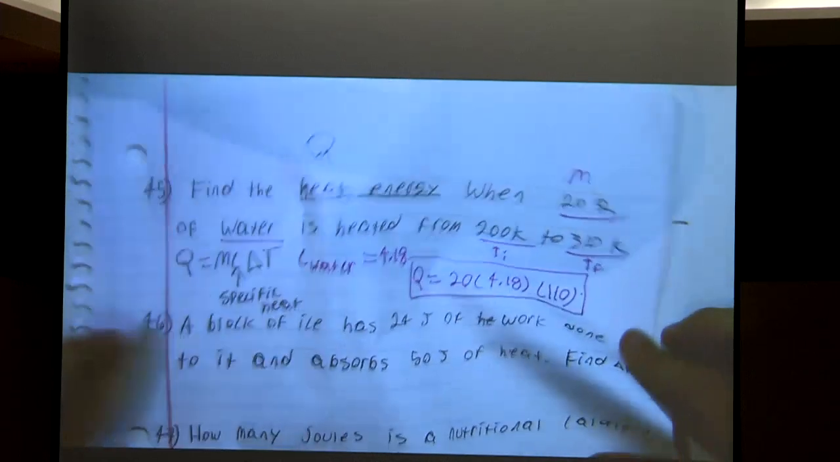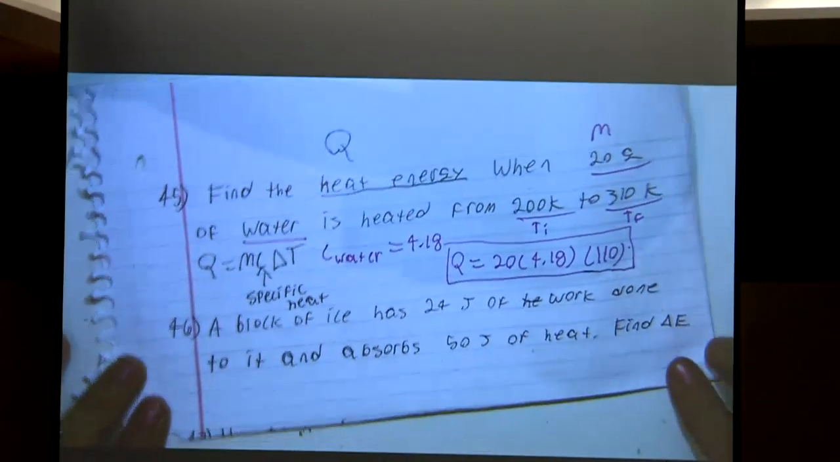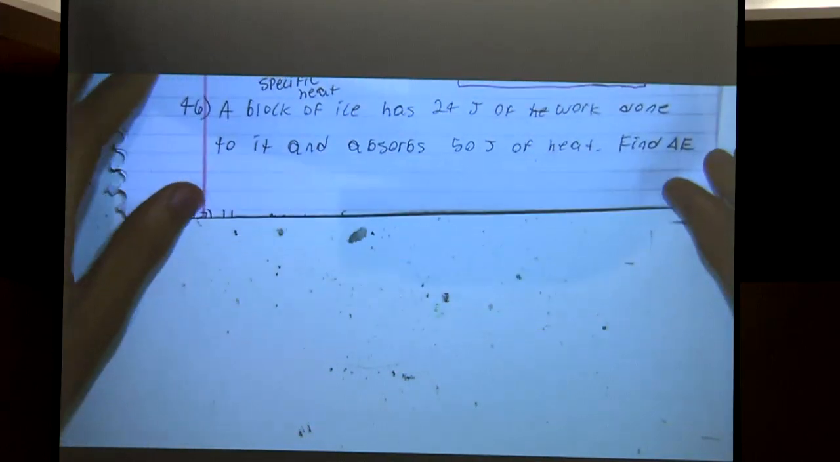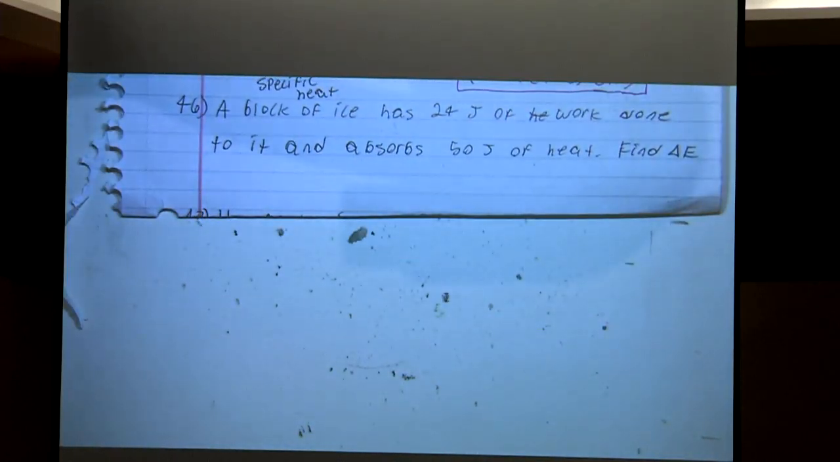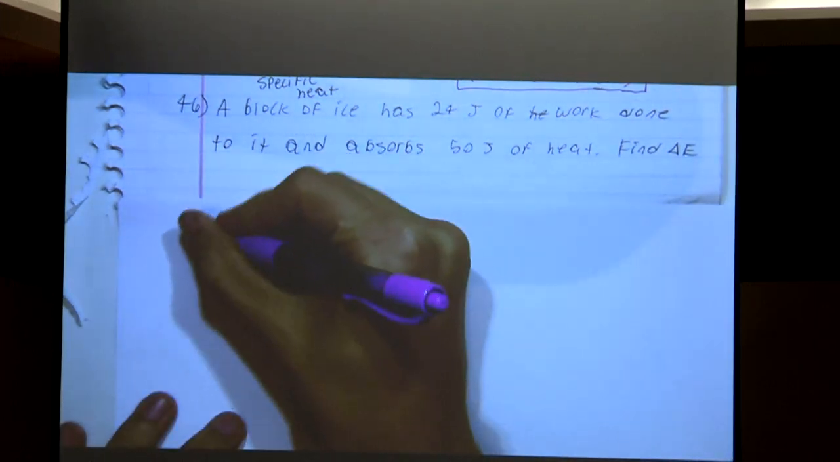All right, 46. Try and fold this. Okay, so a block of ice has 24 joules of work done to it and absorbs 60 joules of heat, and we're looking for delta E. So what's our equation for delta E?